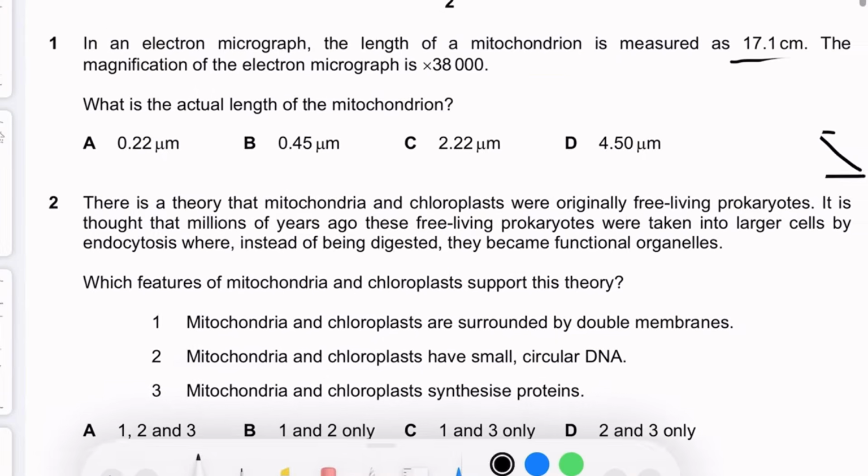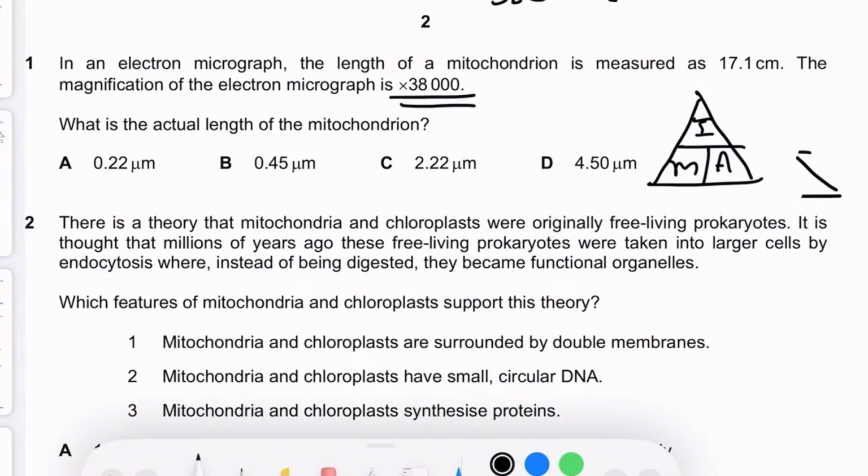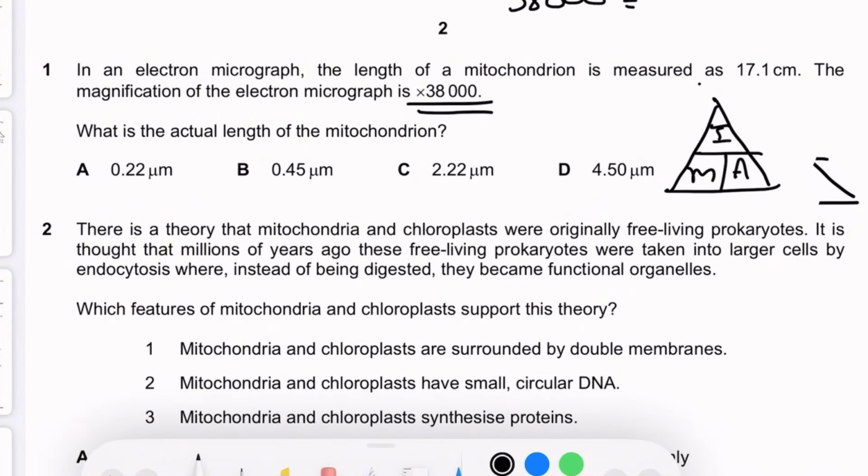To measure the actual length, you just need a triangle, which is pretty much the question. The triangle is going to be M, I, and A. So magnification, image length, and actual length. Magnification here is given to you as 38,000, and that should equal the image length, which is given to you as 17.1 centimeters.